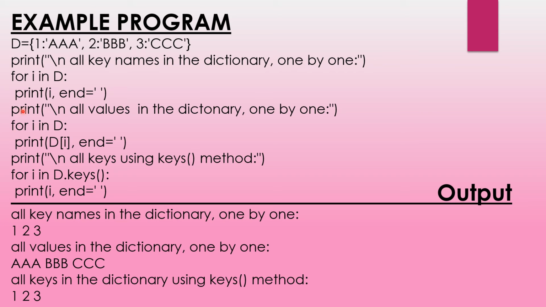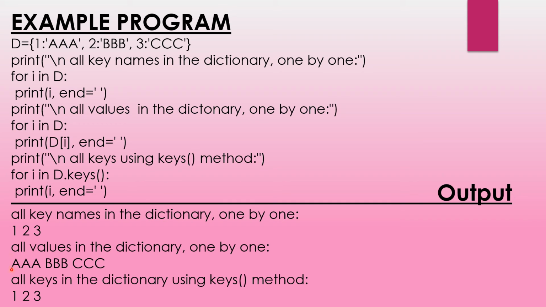So now again print all values in the dictionary one by one. So this is written all values in the dictionary one by one. So now we have to print the values. So here it is written for i in d. So print d[i]. So here we are accessing the key values. So here i will first come as 1, then 2, then 3. So what will be the value of d[1]? So d[1] you can see a.